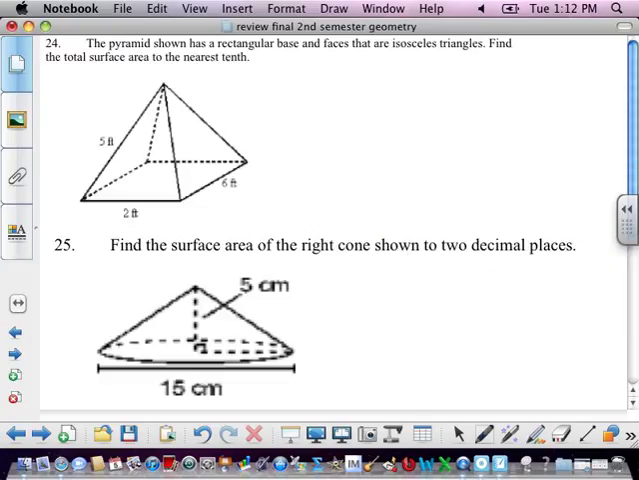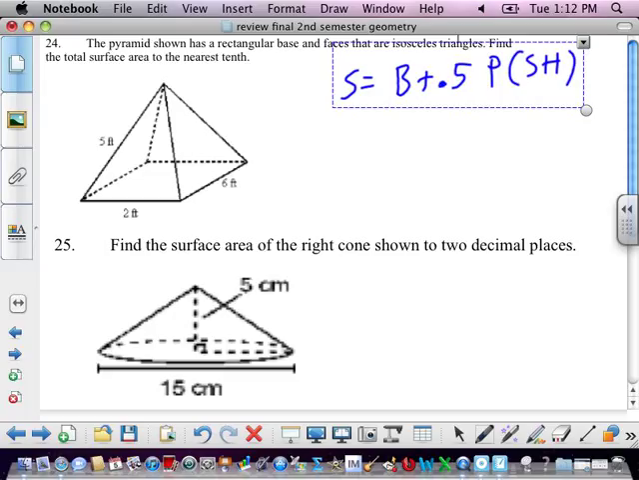Okay, let's look at this pyramid. The pyramid shown has a rectangular base and faces that are isosceles triangles. We want to find the total surface area. So what do we need to find the surface area of a pyramid? Who remembers the formula? Yes. S equals base plus 0.5 perimeter times slant height. We've got the slant height.